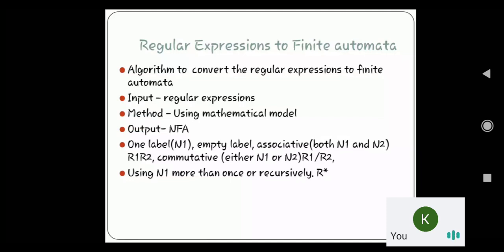So these are some of the mathematical notation that we're going to use over here. And what is the output that it's going to generate? Generally it's going to generate the NFA as an output. So the input is going to be a regular expression, and the method is the mathematical model that we're going to use. And then the output is the NFA that we're going to construct from this, which acts as the output for us.